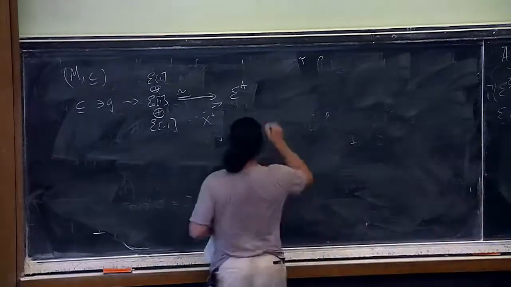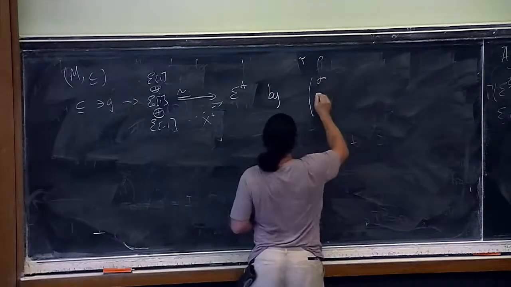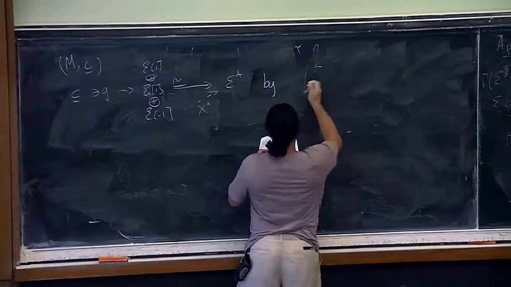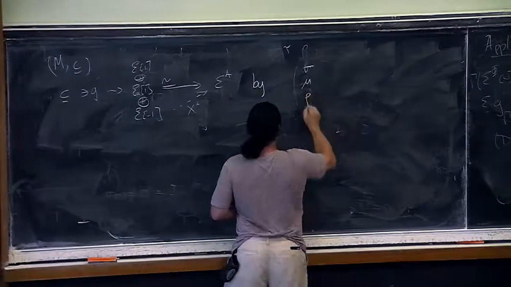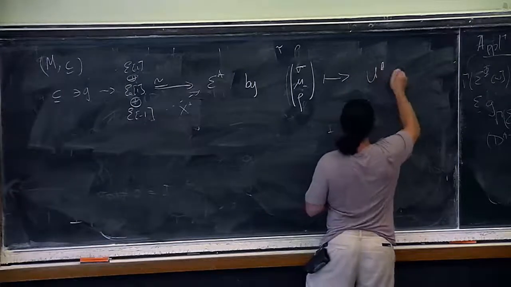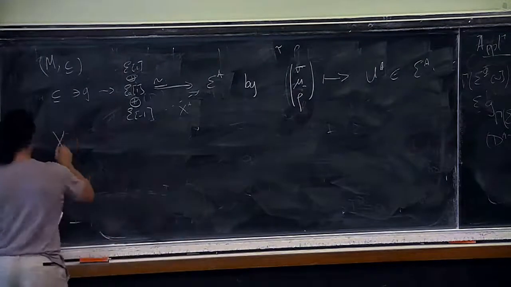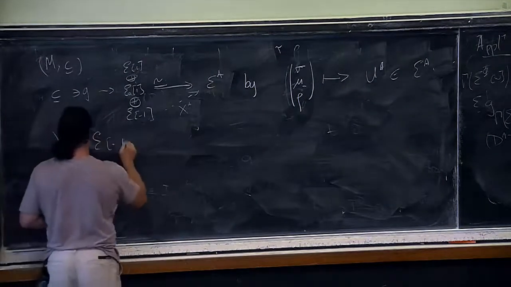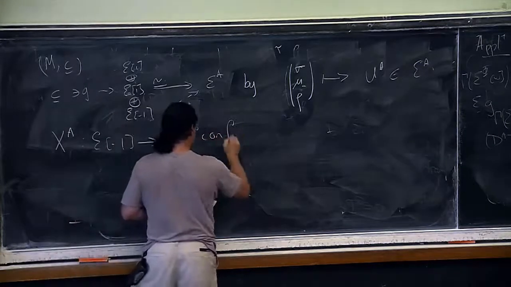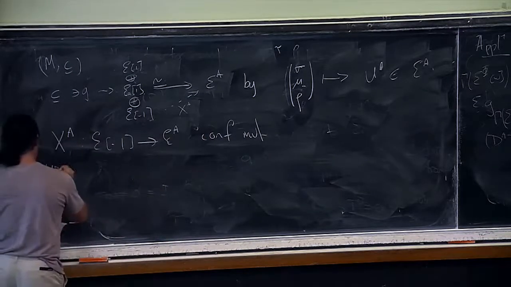I've lost my white chalk. Well, anyway, I'll write in yellow. Okay, so this is sigma mu rho goes to UA or something. So we have XA puts these ones in here, and that's conformally invariant. Then I want to name the other projectors.